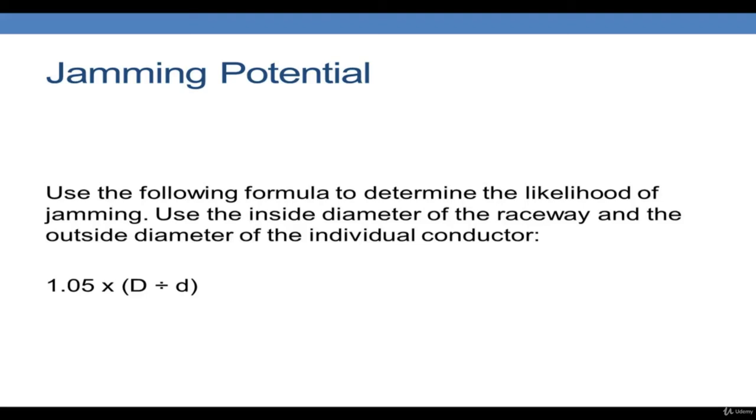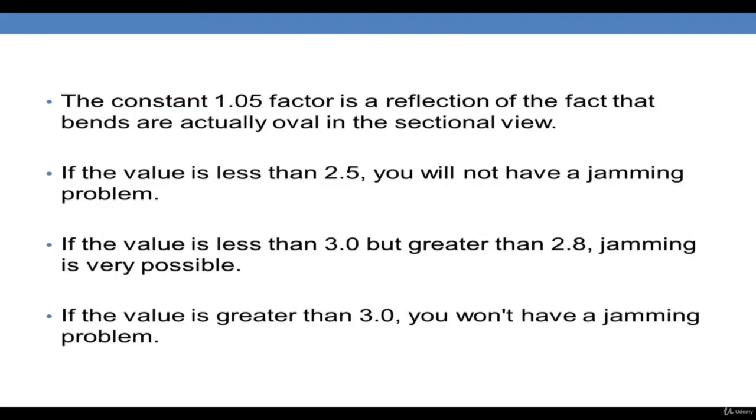We use the following formula to determine the likelihood of jamming. The inner diameter of the raceway and the outer diameter of the individual conductors are given by the capital D and small d respectively. The constant 1.05 factor is a reflection of the fact that bends are usually oval in the sectional view. If the value of the jamming potential is less than 2.5, then we do not have a jamming problem. If it is less than 3 but greater than 2.8, then jamming is possible. And if it is greater than 3, then you don't have a jamming problem.